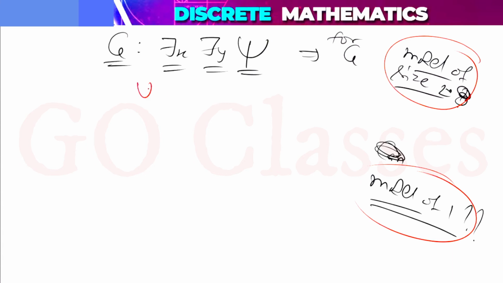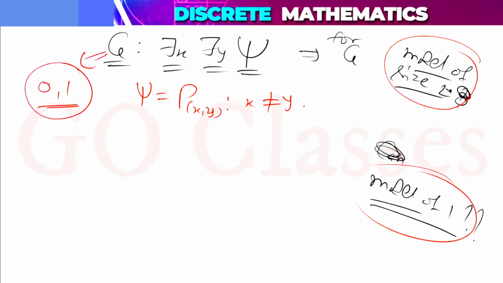Let's assume psi is this: Px comma y, X is not equal to y. Let's assume this is psi. Now you can see that for this G, I have a model of size 2, with elements 0 and 1. This is a very clear cut example. I have a model of size 2.